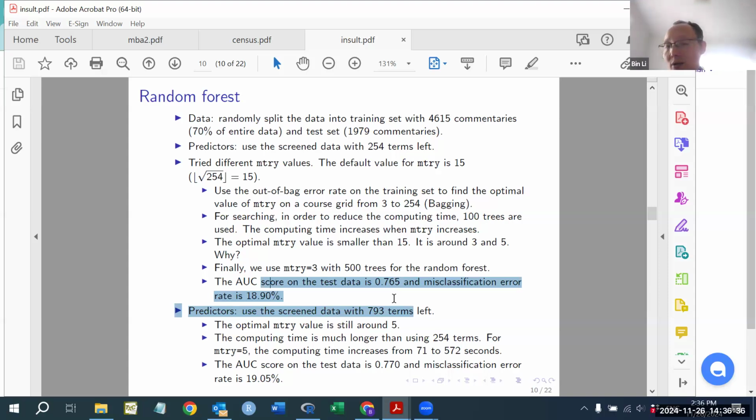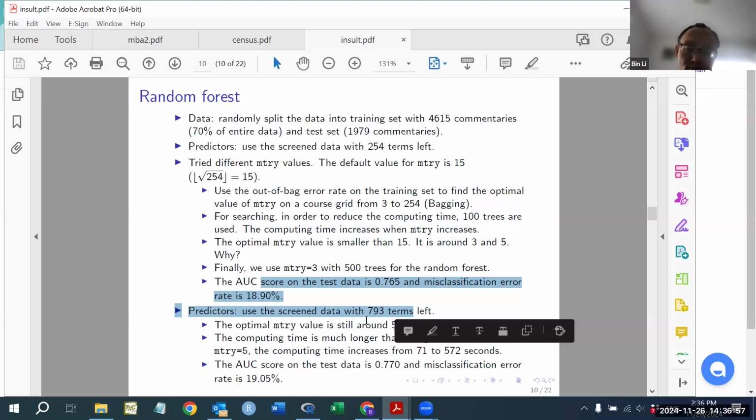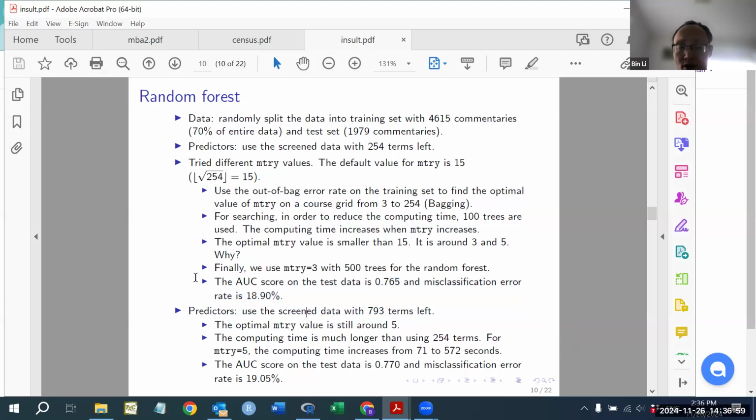Usually people consider a good prediction performance to be an AUC score greater than 80%. Okay, so that's a rule of thumb. But here it's below 80%, and the misclassification rate is also quite high. But still, it shows some reasonable performance, and we will go back to this point in a minute.